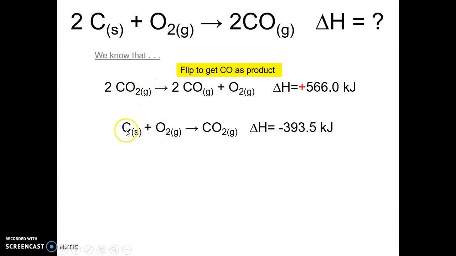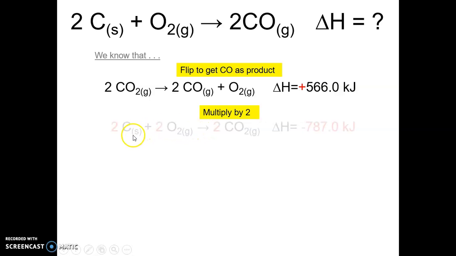So then we have got the second reaction down here where we've got carbon and oxygen makes carbon dioxide. And now in my reaction that I'm interested in determining the change in enthalpy for, there's actually 2 carbons. So I'm going to multiply the second reaction, multiply everything by 2. So basically put 2 in front of all of those, multiply all the coefficients by 2. Now it was 1, 1, and 1, so now it becomes 2, 2, and 2.